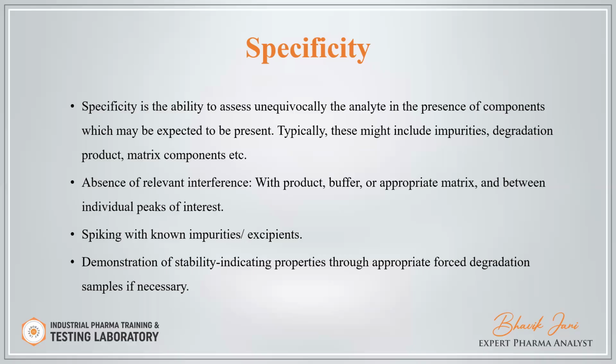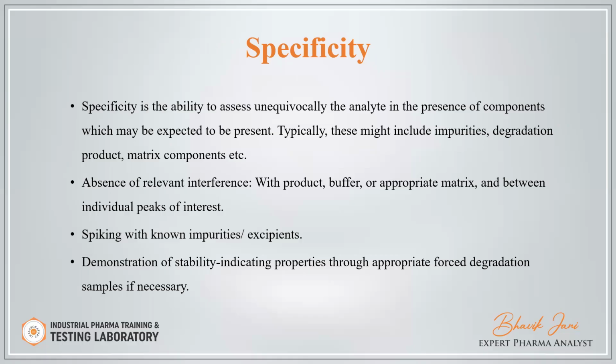In simple language, in the specificity study, when we run the standard, sample, blank, placebo, diluent, so many peaks are there. In a blank, one or two peaks are there. In placebo, one, two, three peaks are there. Impurity peaks are there. So the purpose of the specificity study is that each and every peak should be separated.